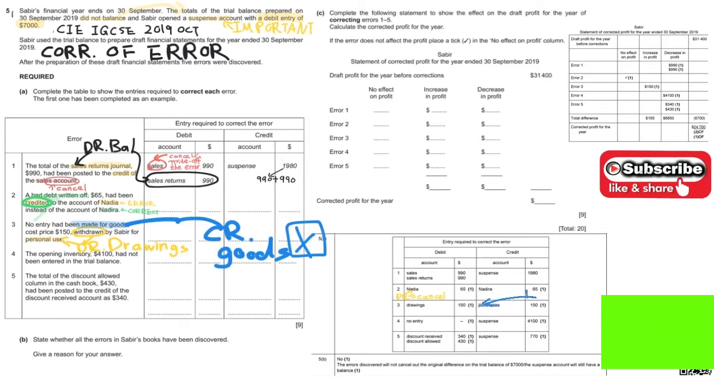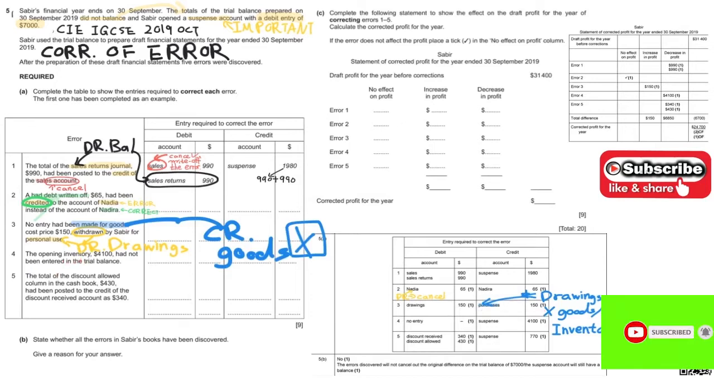So remember, when it comes to drawings, it's not about goods. It's about purchases. When it comes to drawings, don't do it about goods. If you do it about goods, or if you do it for the inventories, no marks will be awarded. You must do it as purchases. Don't do it, it's wrong. So I would like you to be careful for this one. It must be purchases.